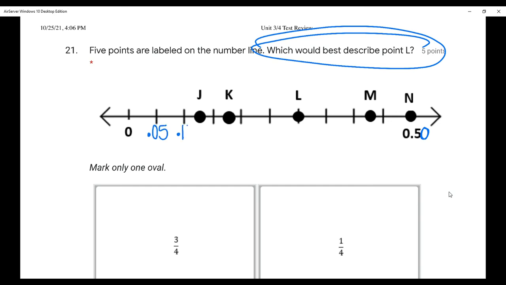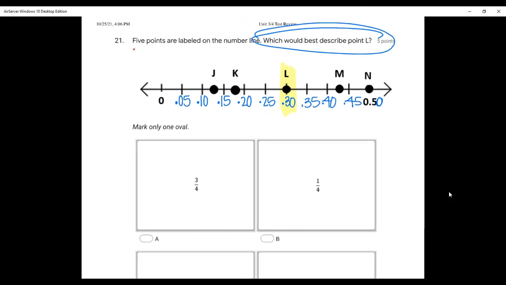0.05, 0.10, 0.15, 0.20, 0.25, 0.30, 0.40, 0.45, am I off? 5, 10, 15, 20, 25, 30. Oh, y'all, I can't count. 30, then 0.35, then 0.40, then 0.45, then 0.50. Whew, okay. So then I've got to see, okay, point L is at 0.30, but these are in fractions.